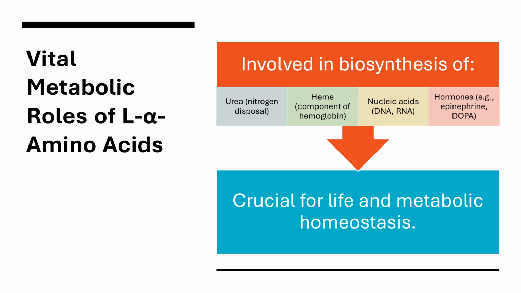Beyond building proteins, amino acids are essential in other vital processes. For instance, they help make urea, which the body uses to get rid of nitrogen. They also contribute to making heme, the oxygen-carrying part of hemoglobin in our blood. Amino acids are also the backbone for nucleic acids like DNA and RNA, and they're precursors for important hormones like dopamine and epinephrine, which help regulate mood and stress. These functions show how central amino acids are to life itself.